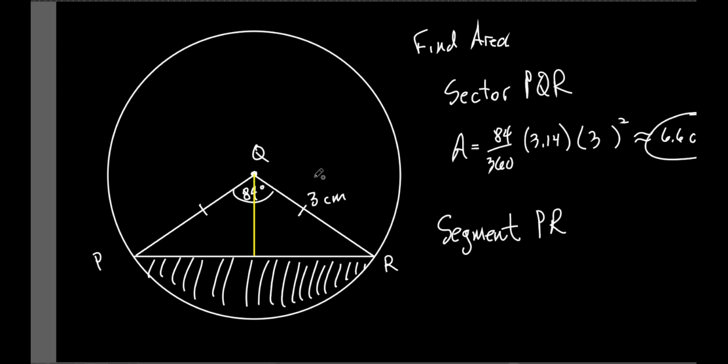Oh, you know what else I didn't tell you? Sorry about that. That PR right there, let's just write this down right here. PR is 4. Can't believe it. I thought I wrote down everything on that thing, but I didn't. So from P to R is 4. Okay, so it does bisect that angle, but it also bisects this chord right here, this PR.